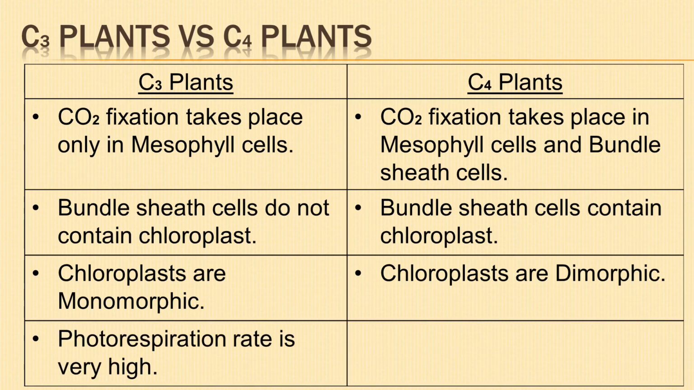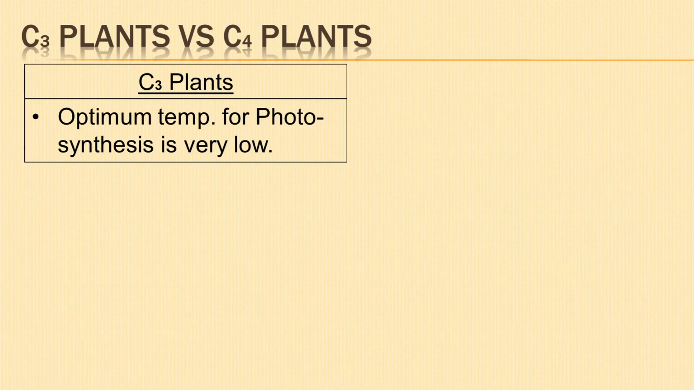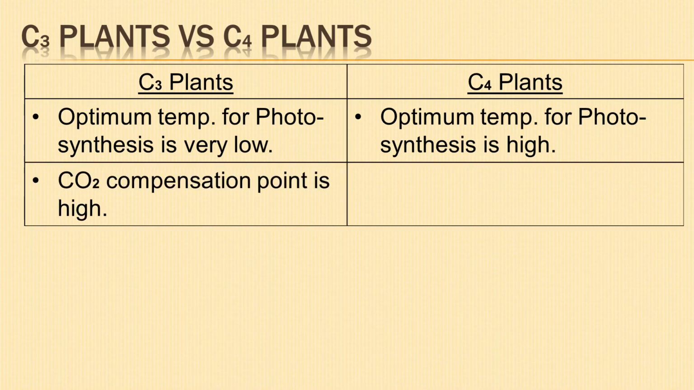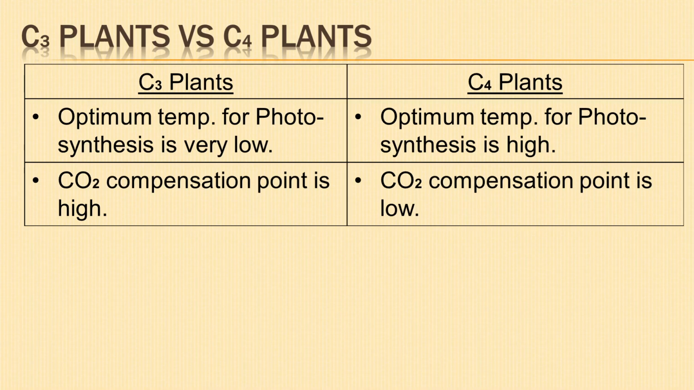Photorespiration rate is very high in C3 plants, which leads to loss of fixed carbon dioxide. In C4 plants, photorespiration is absent. In C3 plants, the optimum temperature for photosynthesis is very low. In C4 plants, the optimum temperature for photosynthesis is high. In C3 plants, the carbon dioxide compensation point is high. In C4 plants, the carbon dioxide compensation point is low.